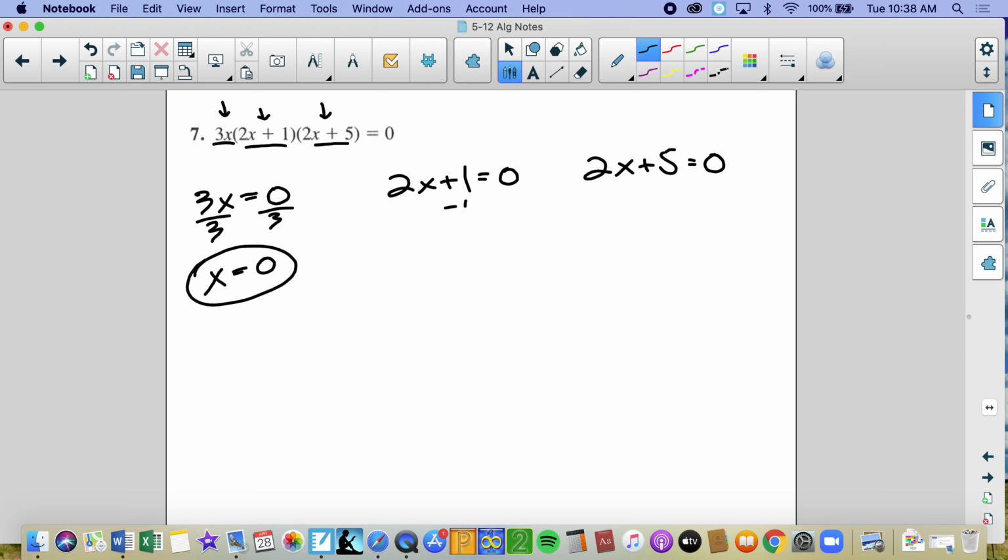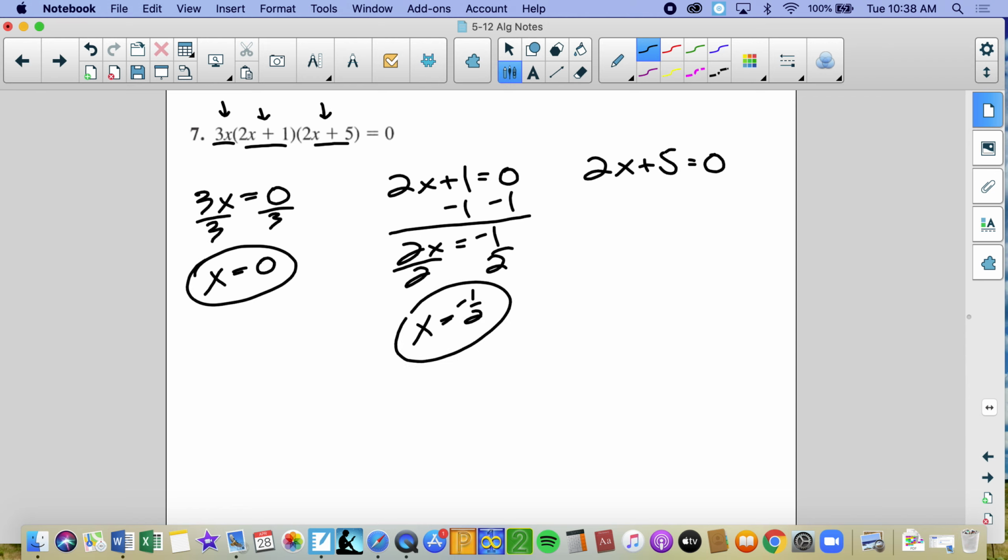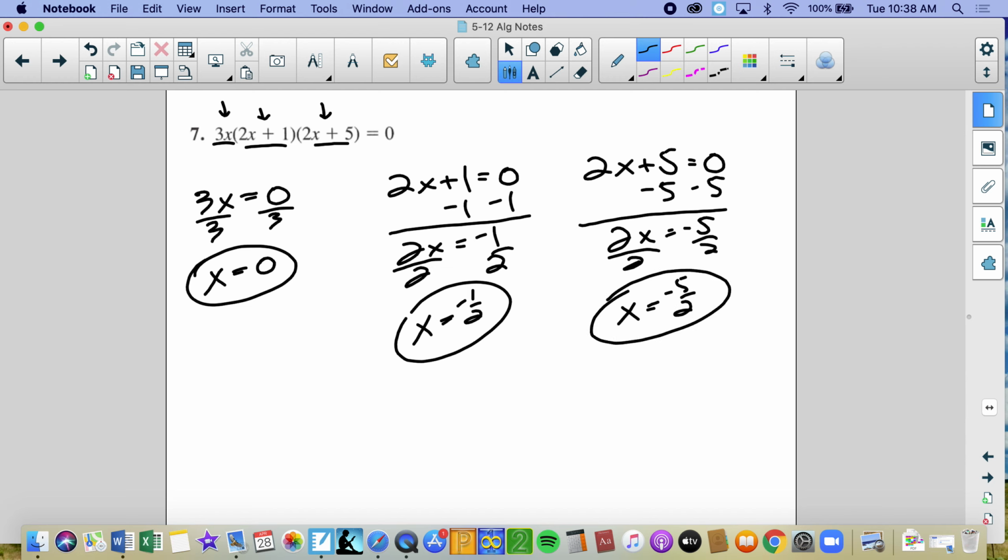Divide both sides by 3. We're going to subtract 1. You get 2x equals negative 1, divide by 2. You get x equals negative 1 half. Subtract 5. 2x equals negative 5, divide by 2. We get x equals negative 5 halves. So my solutions in numeric order are negative 5 halves, negative 1 half, and 0. Those are the solutions to that equation.